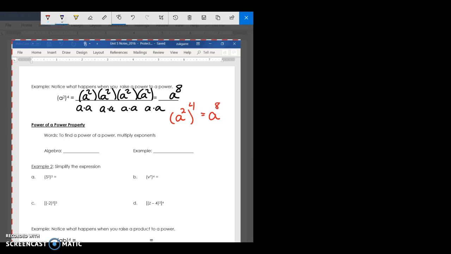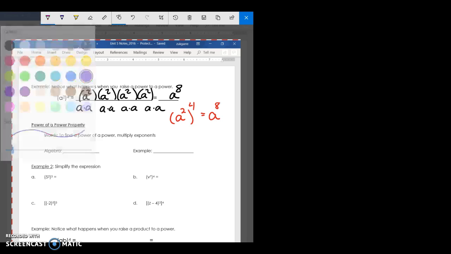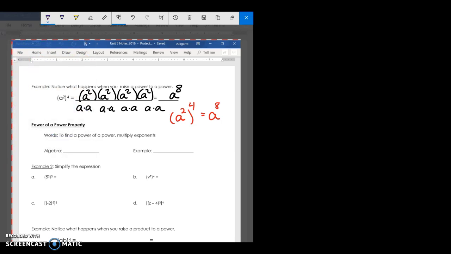Again, the important part to notice here is if we look at our exponents, I'm raising an exponent to another exponent, and what do I do? Well, I multiply. 2 times 4 equals 8. So last time we said that multiplying 2 exponents turns into addition. Well, here, raising an exponent to another exponent turned into multiplication.